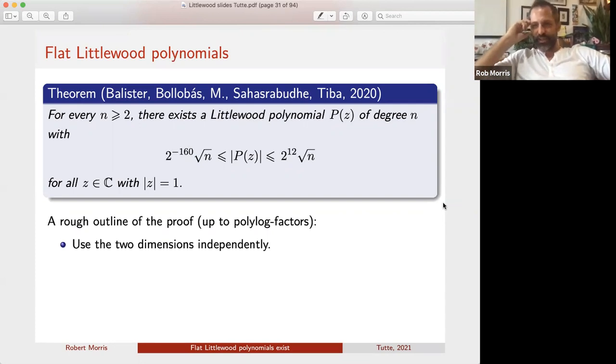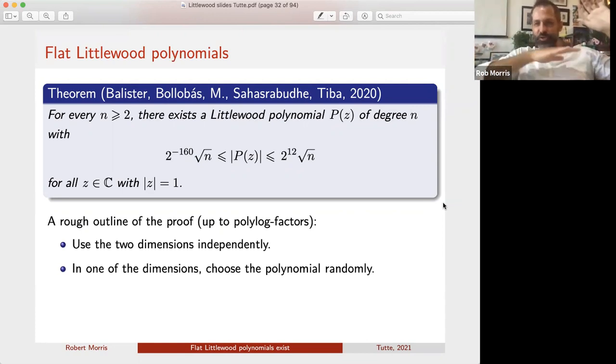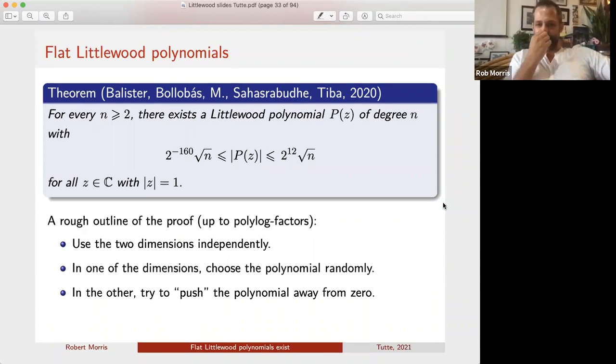Okay, so the first idea, perhaps the key idea even, is to use the 2 dimensions of the complex plane independently. In one of the dimensions, let's say the x-axis, we're just going to choose something random. So we're going to have a real cosine polynomial and an imaginary sine polynomial, you'll see on the next slide. And we're going to choose the real part to be basically random. Most of the time, that's going to be okay. But it's going to pass through 0 a bunch of times.